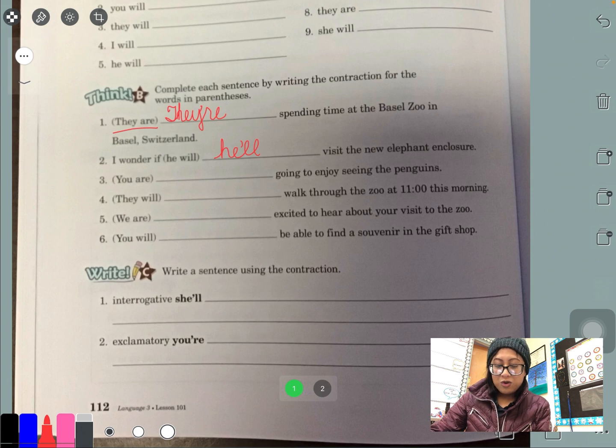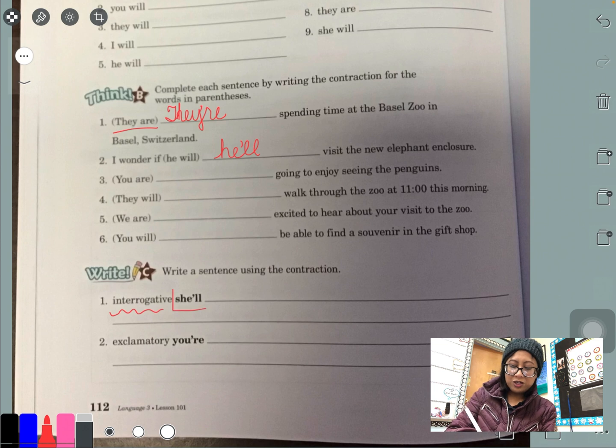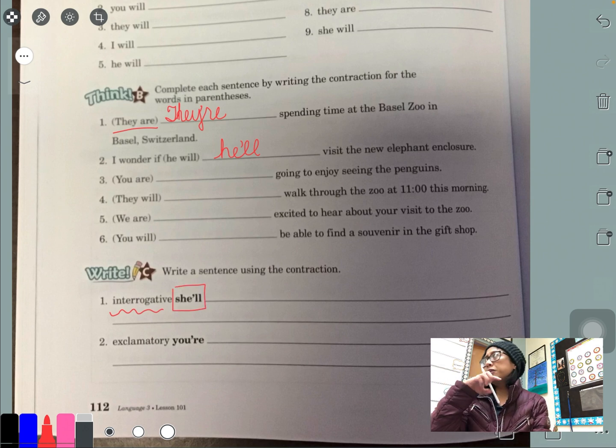This part is fun. Write a sentence about the contraction. So you need an interrogative sentence using she'll. Not shall, she'll. So, it has to be a question.